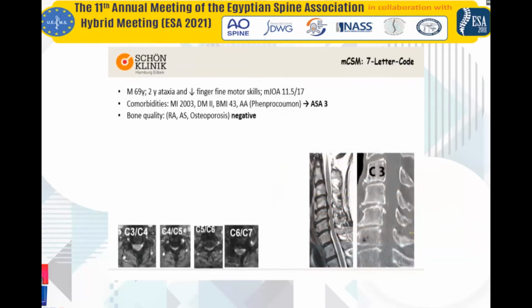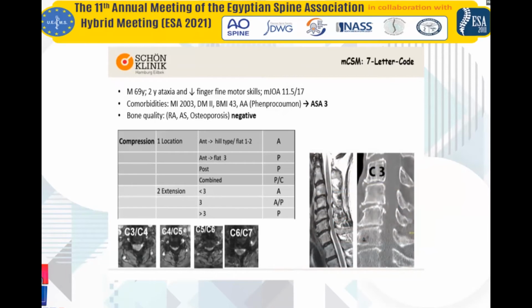This is an example: a 69-year-old patient with moderate to severe myelopathy. You see the MRI and the CT scan. The compression is combined from anterior and posterior, so that gives it a PC.